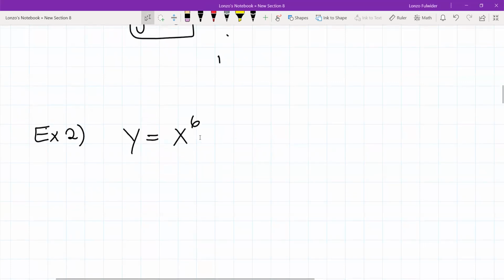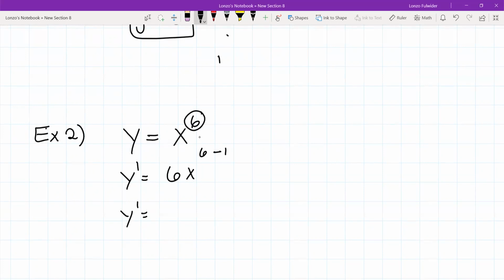Let's find the derivative of y equals x to the 6. We're going to use power rule. All you have to do is put the original power in front of the x, and then the new power is going to be whatever this number is, which in our case is 6, minus 1. So you literally subtract 1 from the original power. When you clean that up, that would be 6x to the 5th. That's simple.